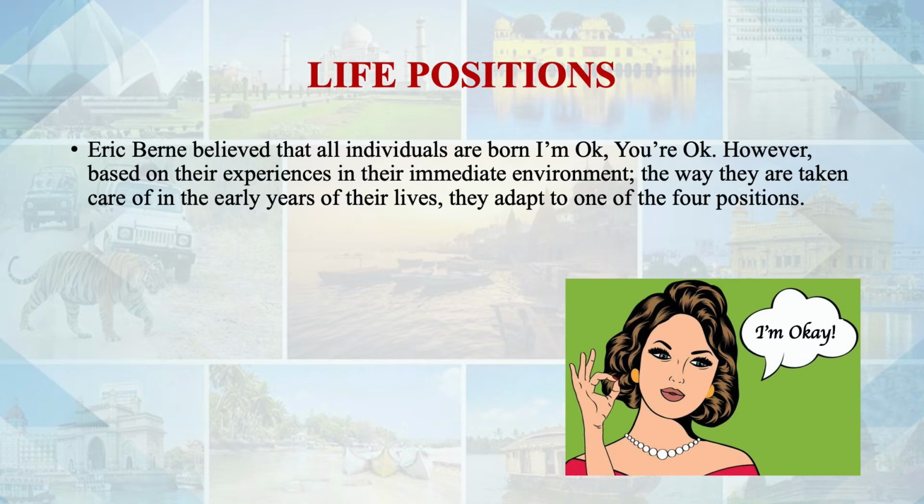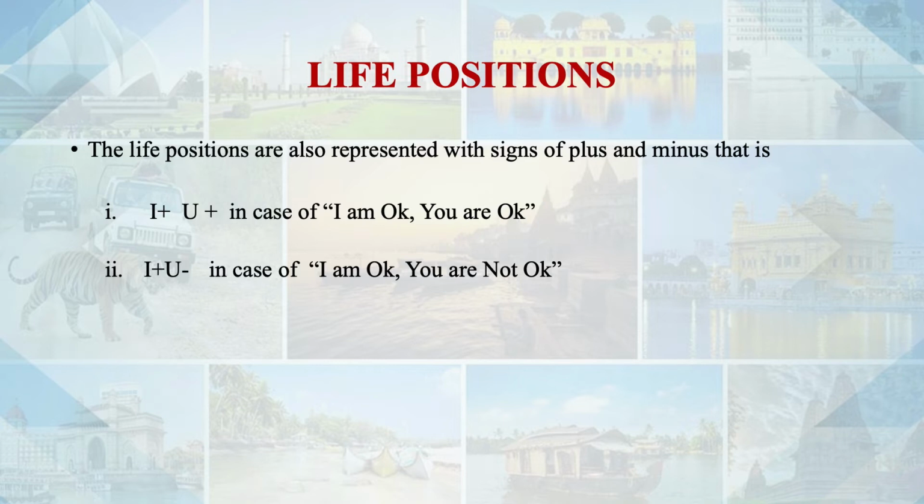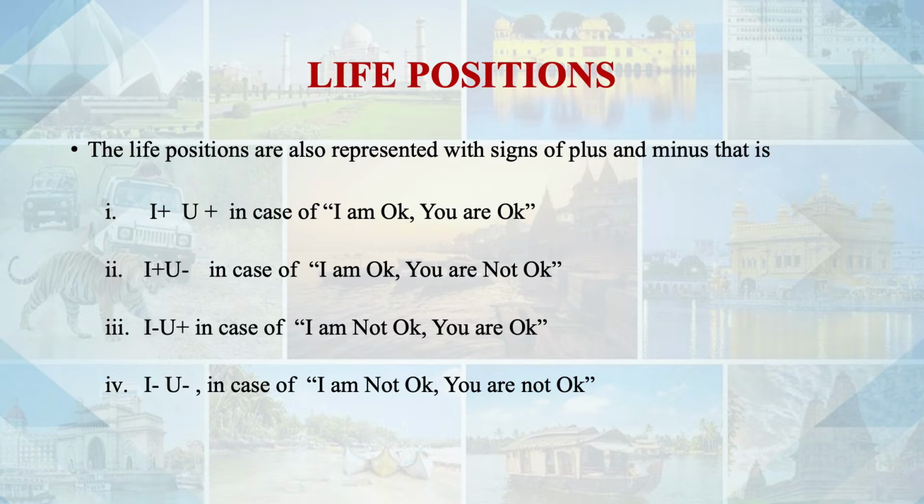Eric Berne believed that all individuals are born I am okay, you are okay. However, based on their experiences in their immediate environment, the way they are taken care of in early years of their lives, they adapt to one of the four positions. The life positions are also represented with signs of plus and minus, that is I plus U plus in case of I am okay, you are okay. I plus U minus in case of I am okay, you are not okay. I minus U plus in case of I am not okay, you are okay. I minus U minus in case of I am not okay, you are not okay.